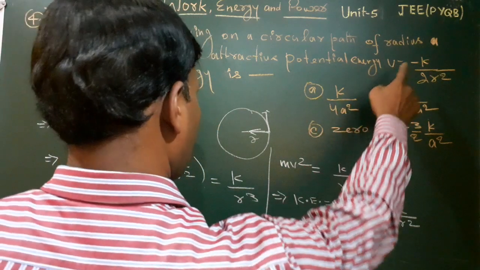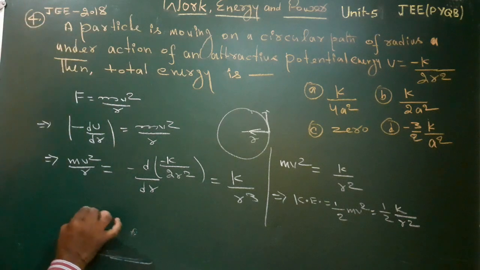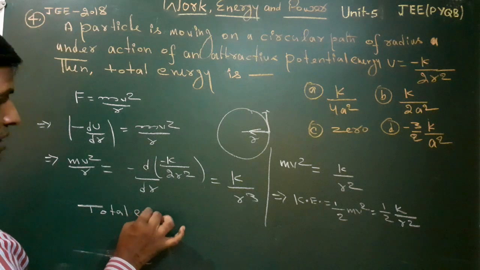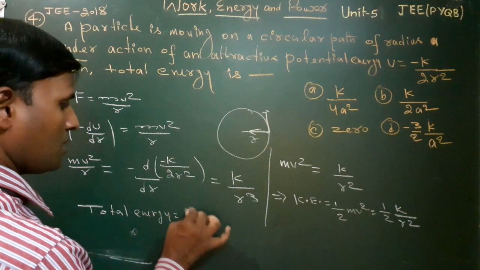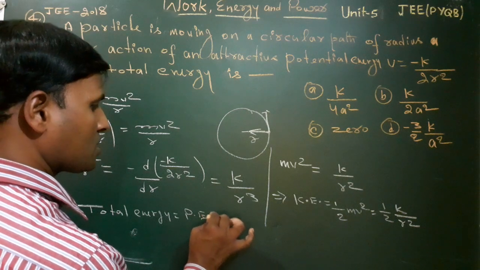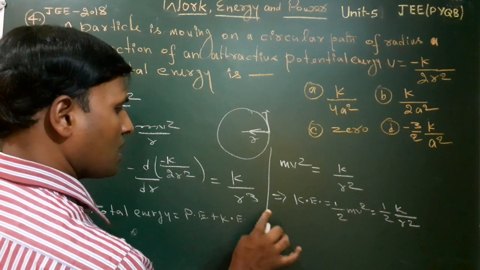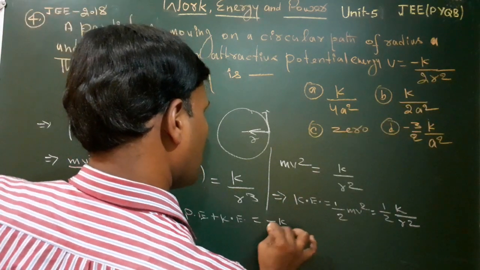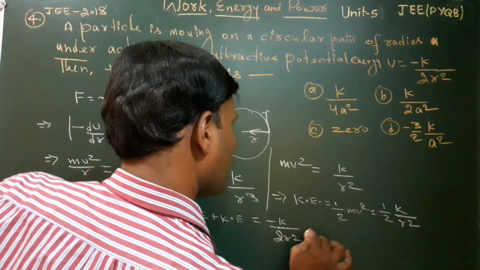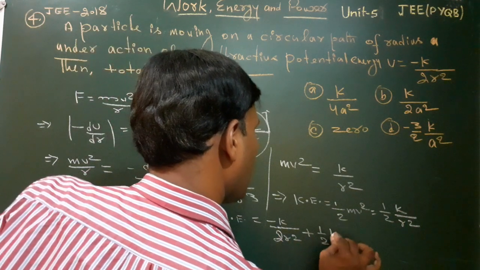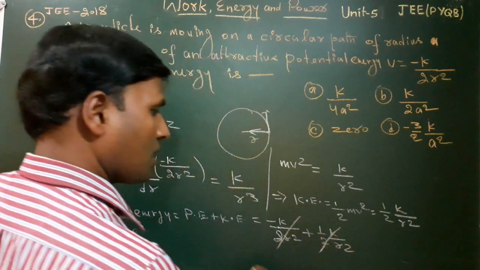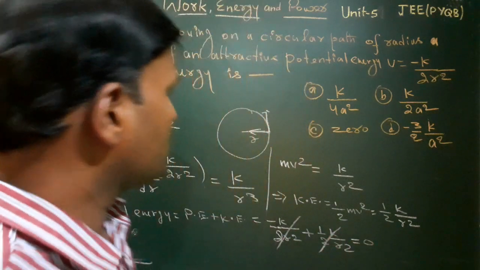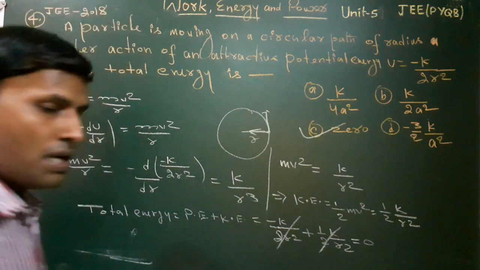Now the total mechanical energy is P plus K. P is given as minus k by 2r square, and the kinetic energy is half k by r square, and these cancel, so it is 0. So the total energy we got is 0. So option C is the correct answer.